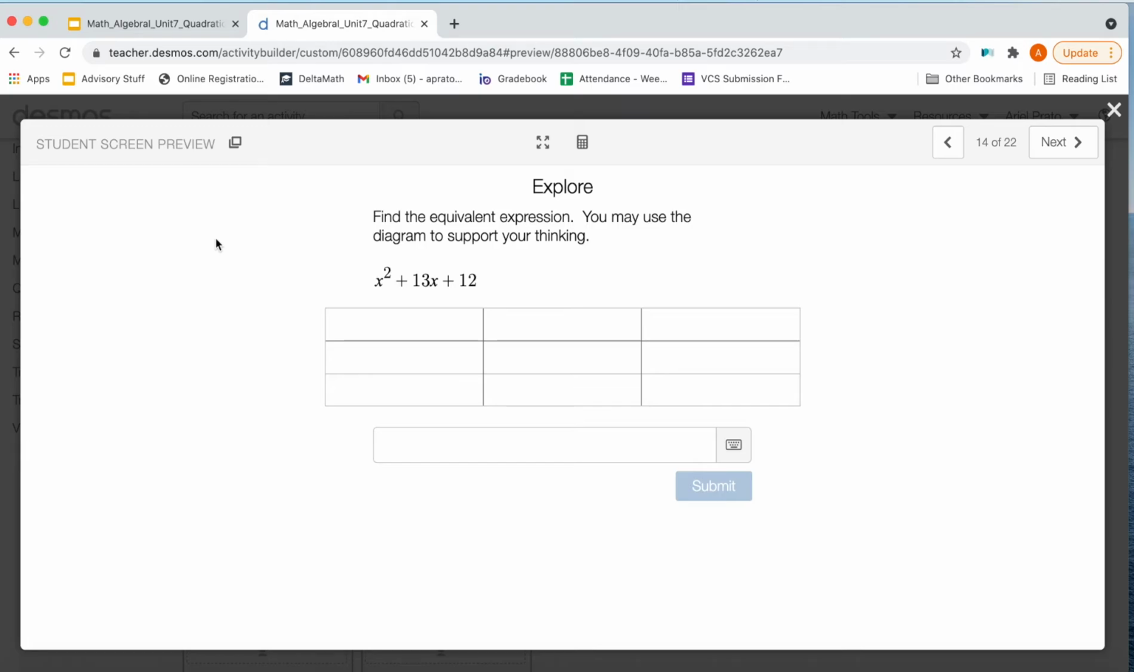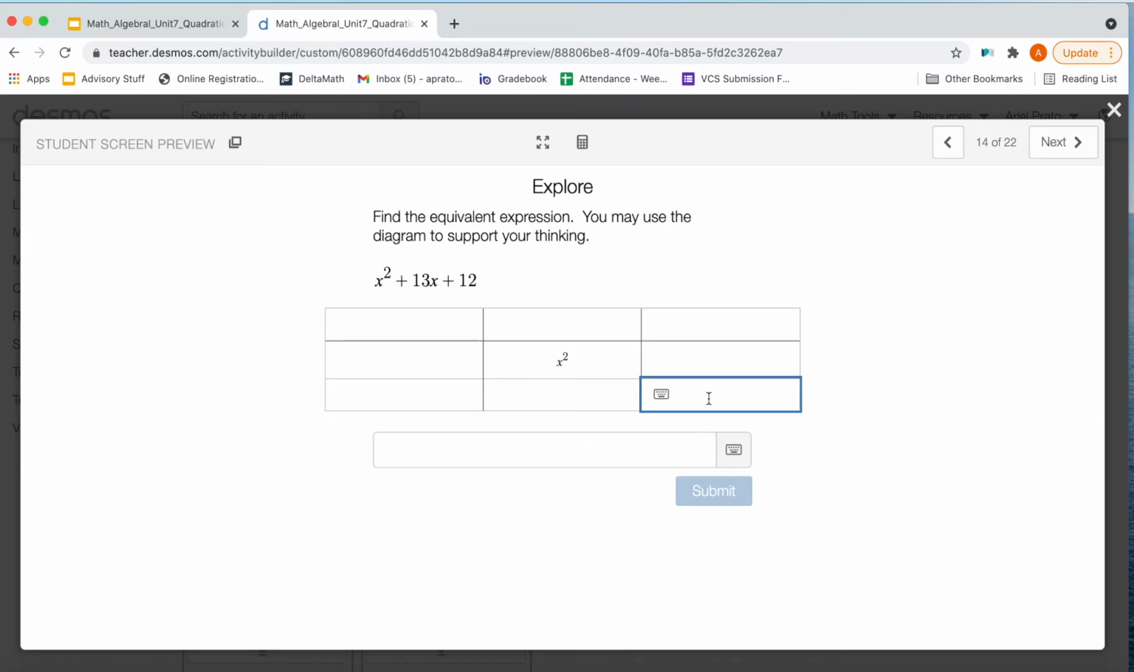Okay. So the way it might look is students already know, okay, I'm going to fill this into the table. So I know x squared goes here. That's the first term. And I know 12 goes here. And I know that I can put an x here and an x here, right? That's the only option because x times x is x squared. So now I have to figure out what goes here, here, and then what goes here.